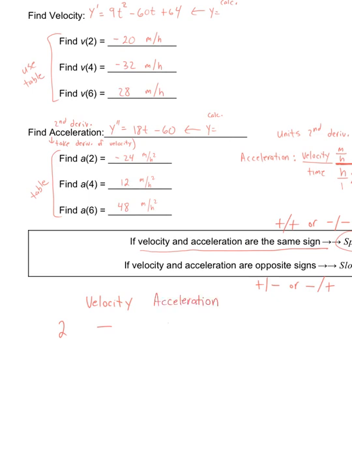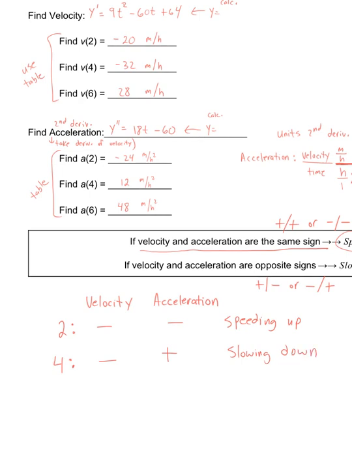All right, so they are both negative. That means that we are speeding up. The signs of our velocity and our acceleration are the same. All right, at 4, let's look up here. At 4, our velocity is negative, and our acceleration is positive 12. So our signs are opposite, a negative velocity and a positive acceleration. If our signs are opposite, we are slowing down.